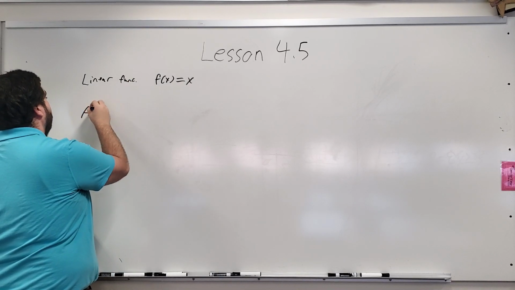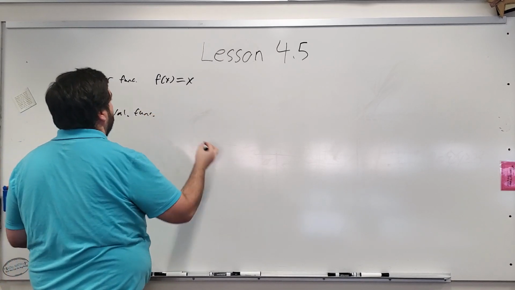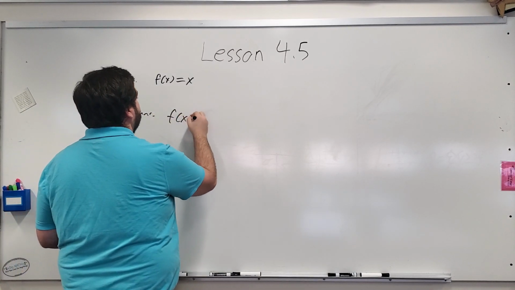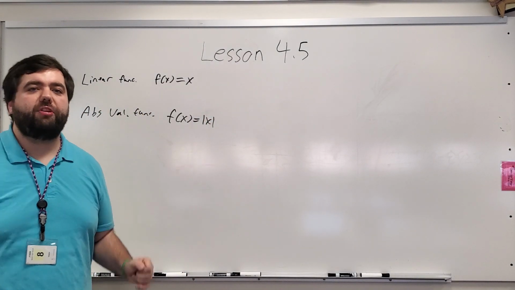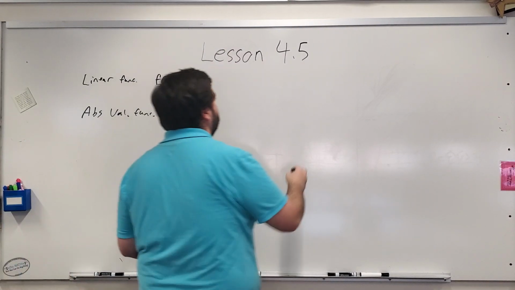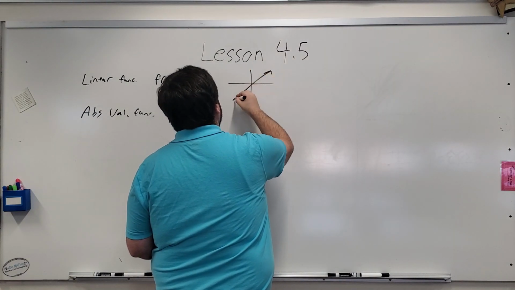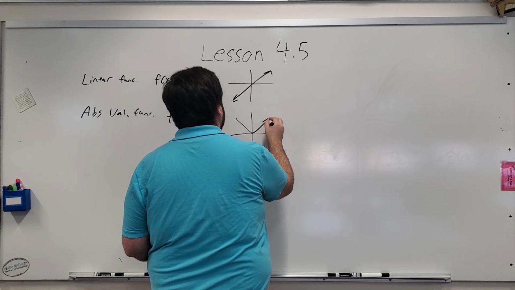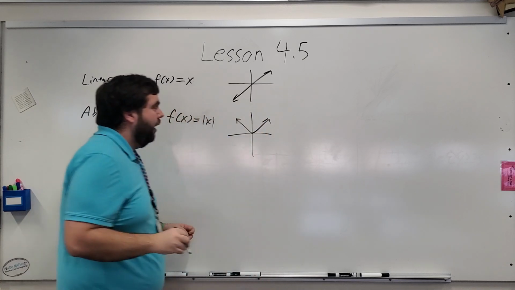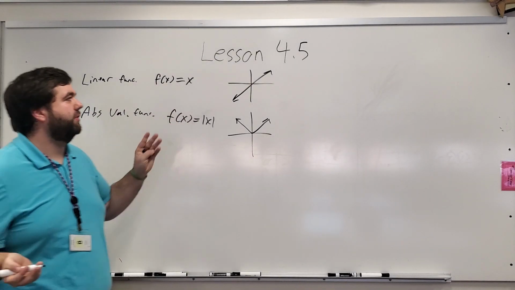Then we had our absolute value functions. And our parent function for that was just f of x equals the absolute value of x, okay? And these are our simplest forms, because when we graph them, I graph the top one, end up with that, I graph that one, I'm going to end up with that. And this is our reference point, it's our parent function, because it's the simplest.